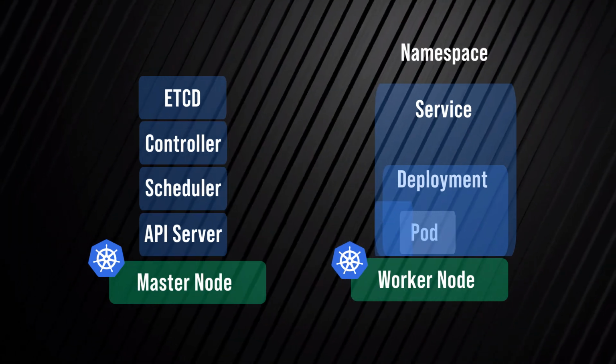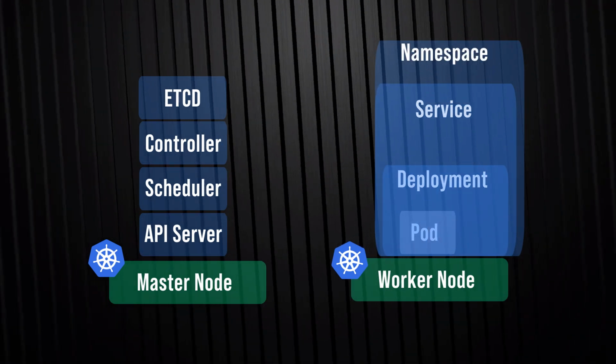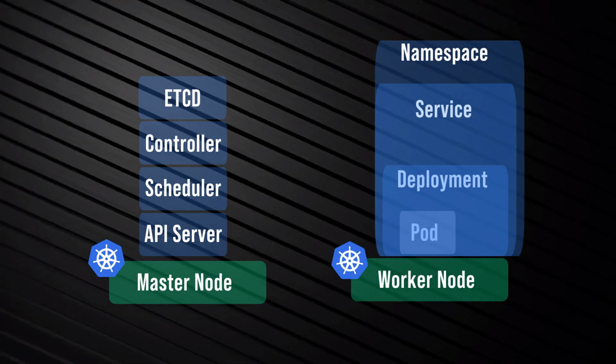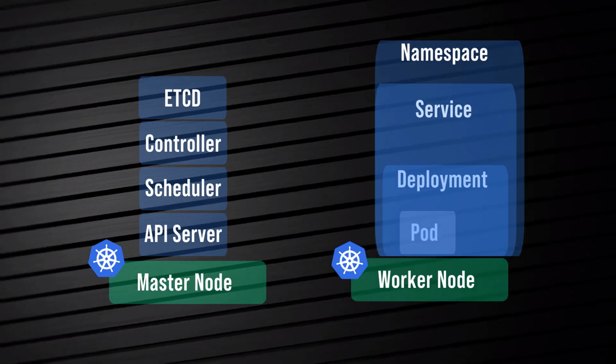Finally, namespaces are a way to divide cluster resources between multiple users. It is a logical and organizational segregation that can be used to split between applications, departments, and teams.